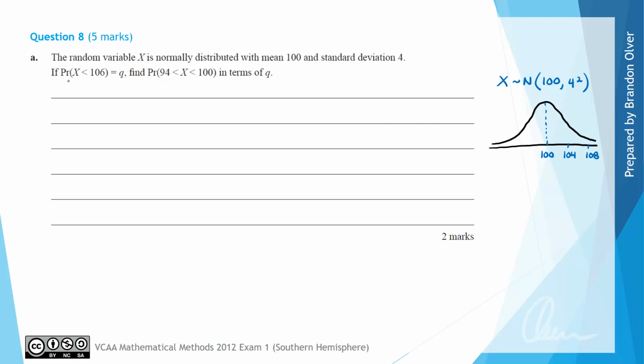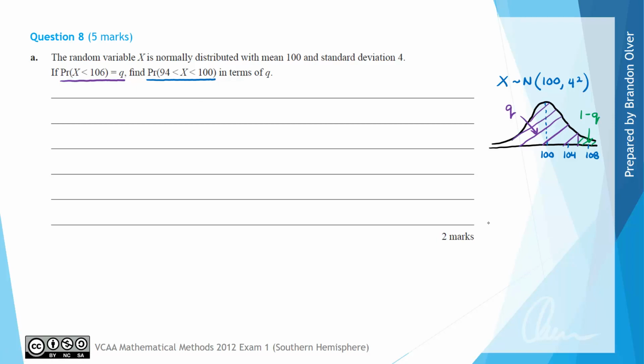And we know that the probability that x is less than 106 is equal to q. So 106 is here, and the probability of it being less than 106 is this shaded region. So we know that that area there is q. That also means that this area up here in the tail on the right hand side of the diagram is 1 subtract q.